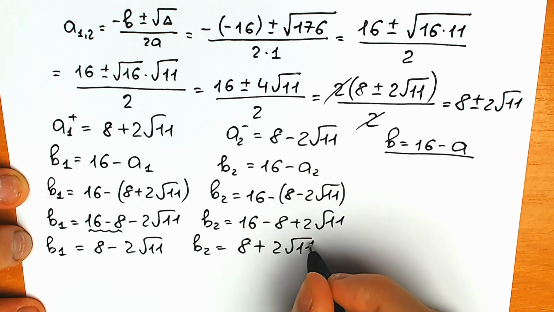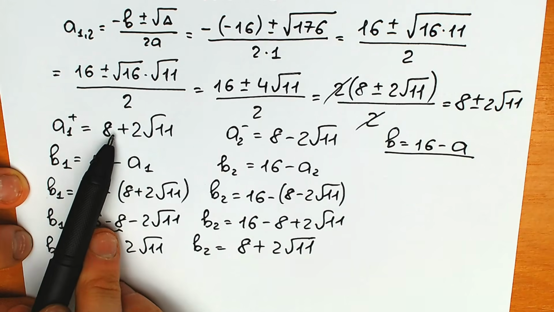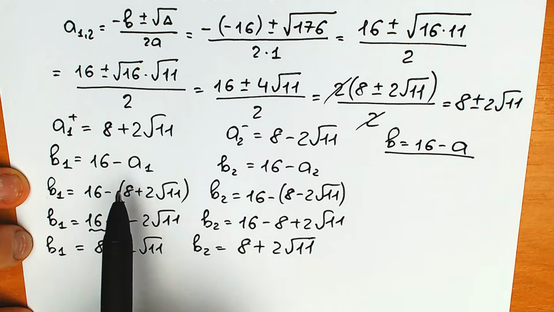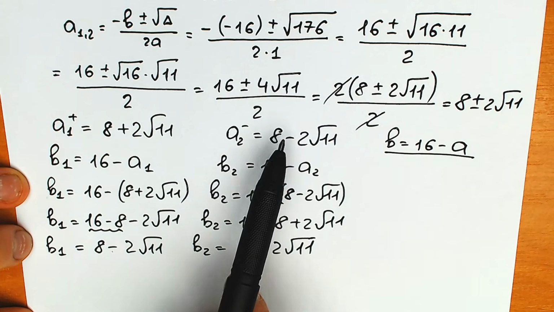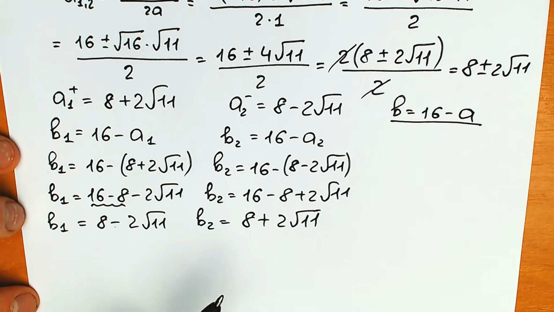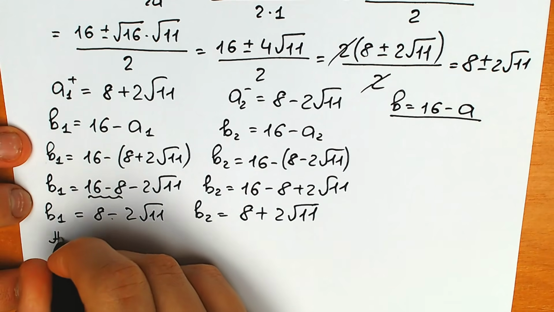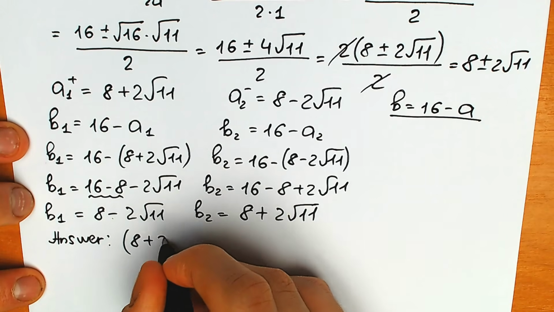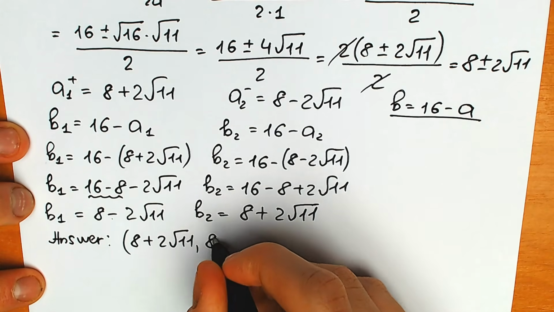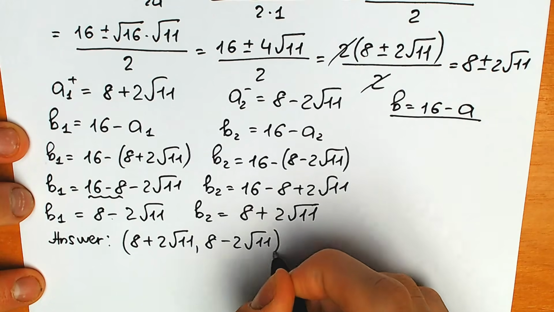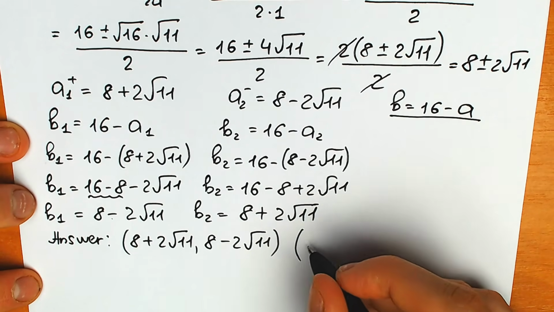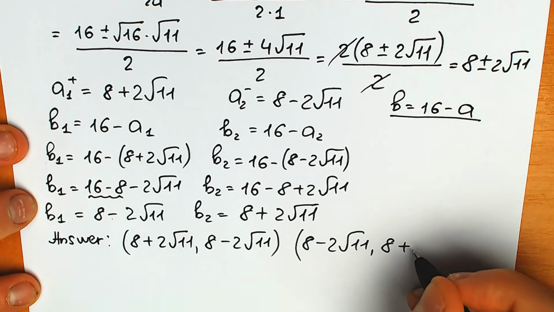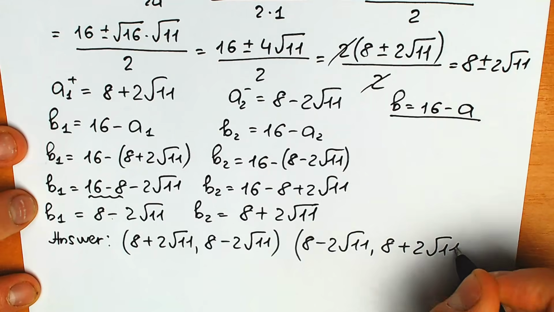One really interesting pattern we can see: we have the same, absolutely the same constant 8, but different signs. We have 8 plus 2 square root of 11, right here we have minus, right here we have minus, right here we have plus. So it looks like symmetrical pairs. So let's write our final answer, and then we will check it. So our answer: 8 plus 2 square root of 11 and 8 minus 2 square root of 11. This is our first pair, and the second pair, 8 minus 2 square root of 11 and 8 plus 2 square root of 11. Okay, really great.